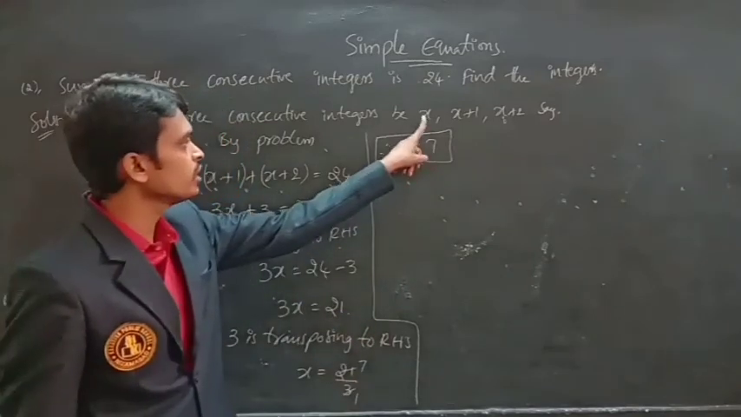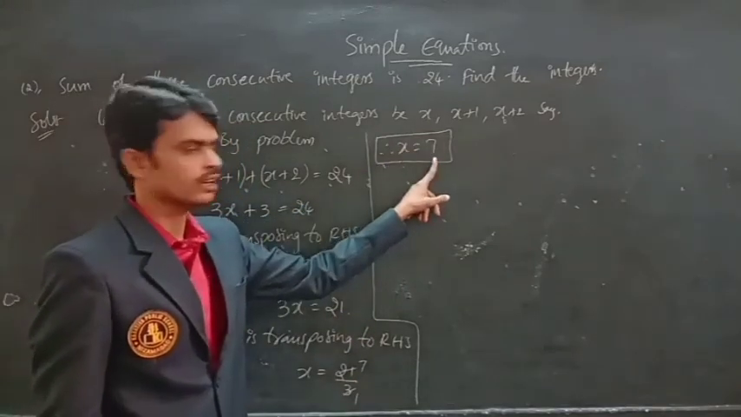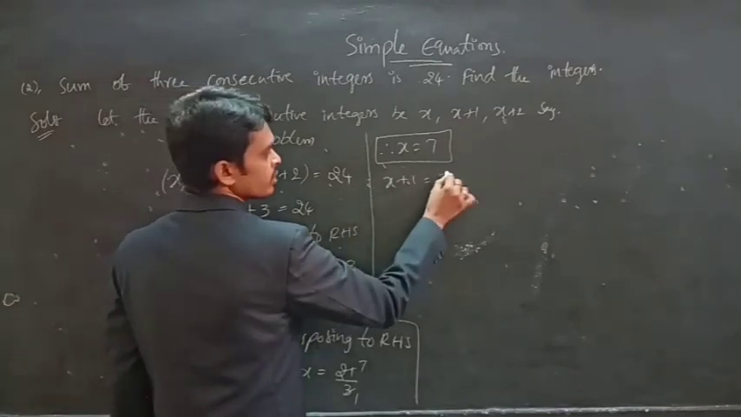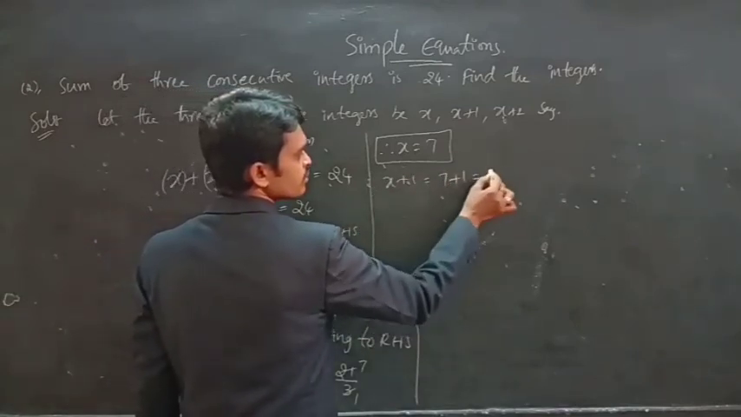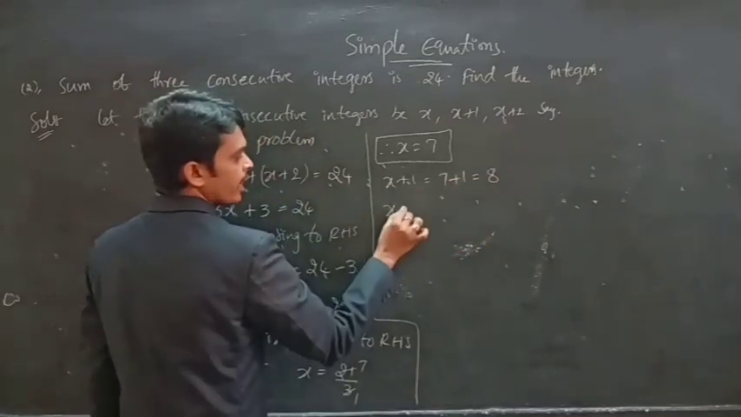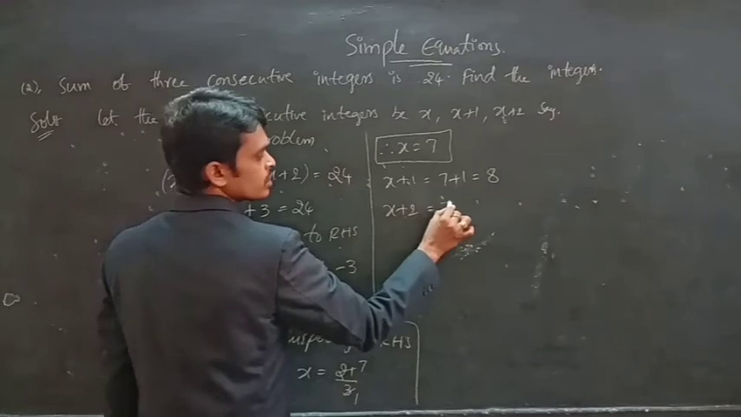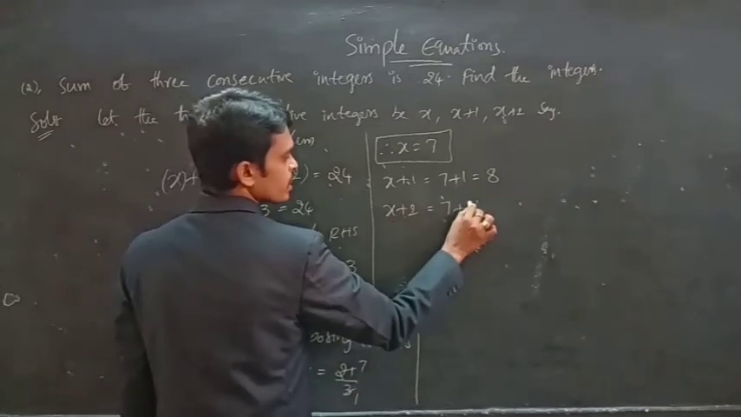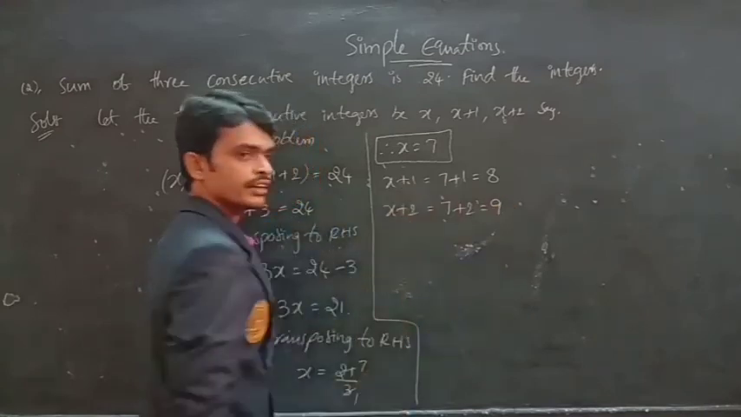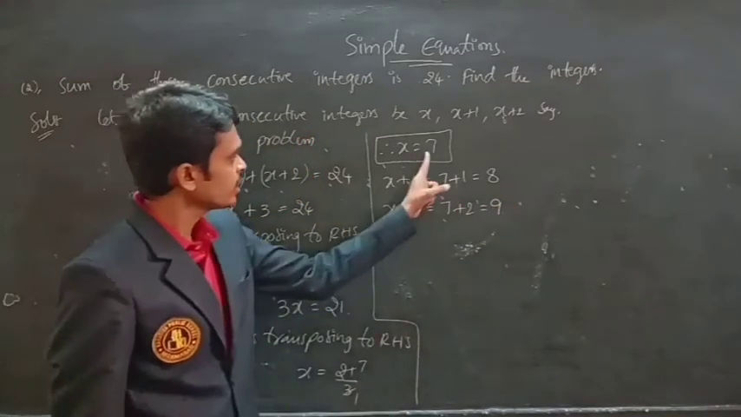Then what is the first integer we got? 7. Now the second integer is x plus 1, nothing but 7 plus 1. 7 plus 1 is how much? 8. Now the third integer is x plus 2, so x value is 7 plus 2. 7 plus 2 is how much? 9. So are they continuous?